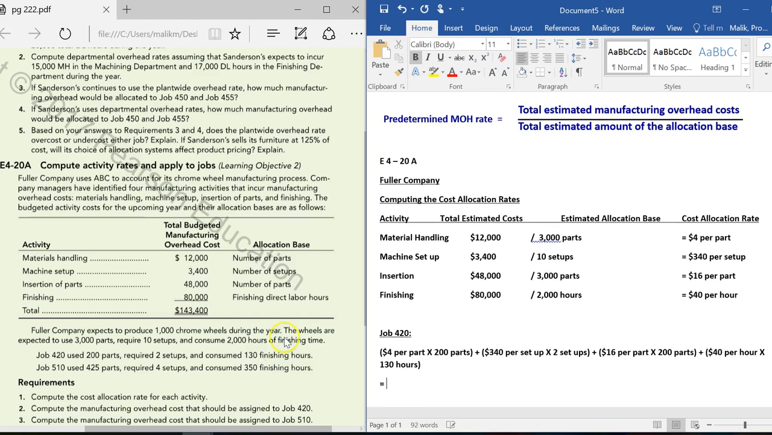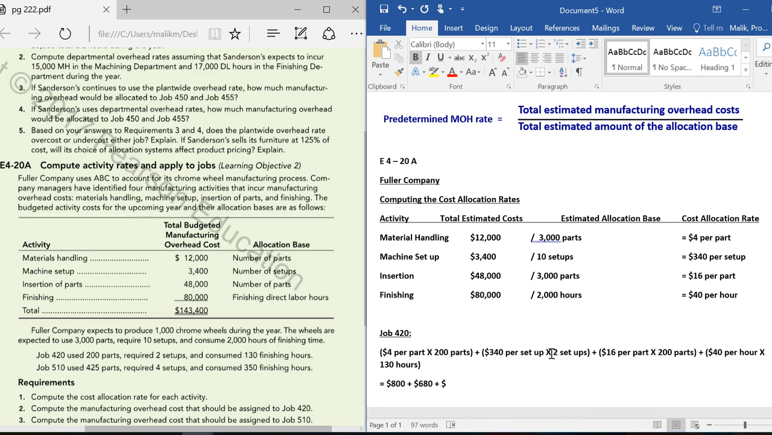So if you multiply this first part, which is our material handling cost, $4 times 200, you will get $800. Then let's check what is our machine setup cost. $340 times 2 setups. So 340 times 2. Please check it. 340 times 2, it will give you $680.